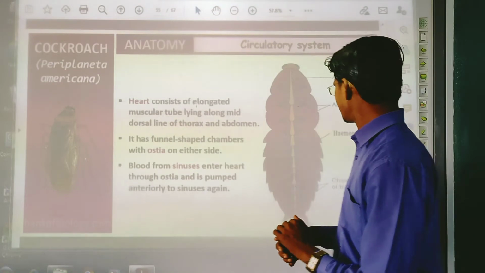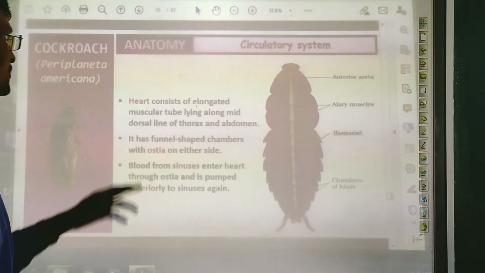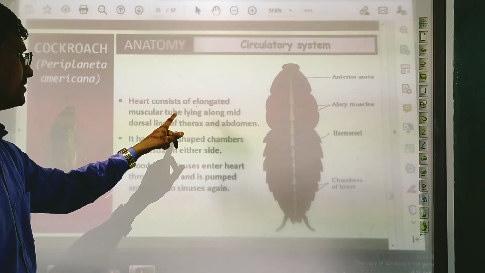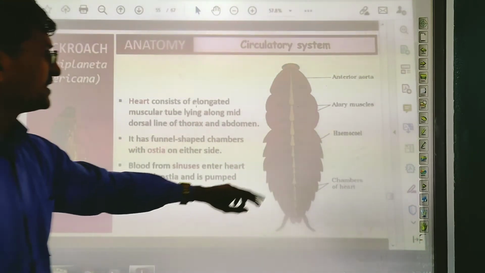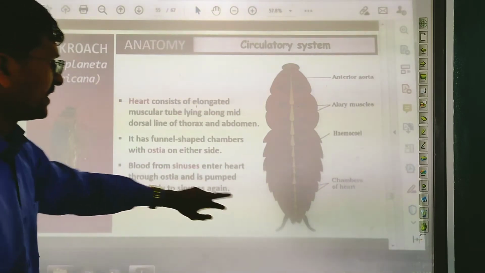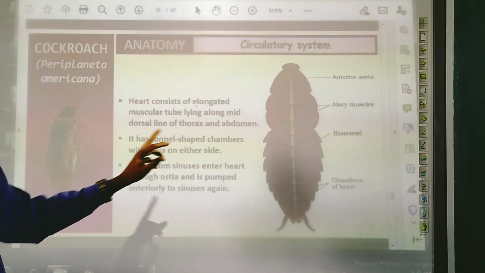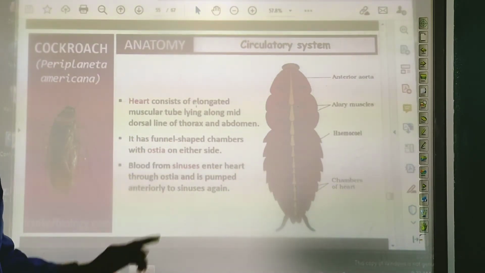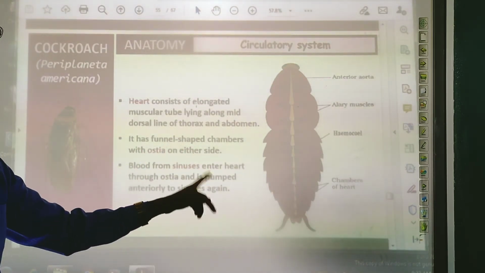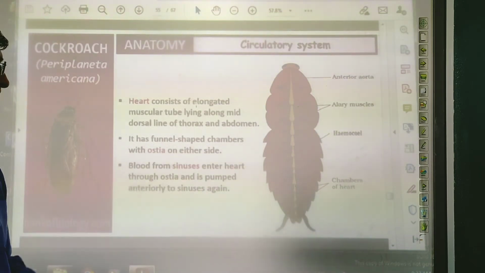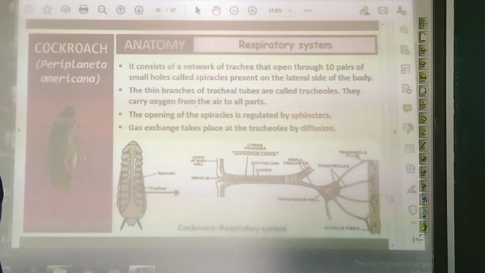Heart. Now next is about heart. Heart, you know, consists of elongated muscular tube lying along mid dorsal line of the thorax and abdomen. So here if you see the chamber of the heart you will see here. Okay, and it has funnel shaped chambers with ostia on either side, and blood from the sinus enters heart through ostia and is pumped anteriorly to the sinus again. So it will continue. So it has open chambers.